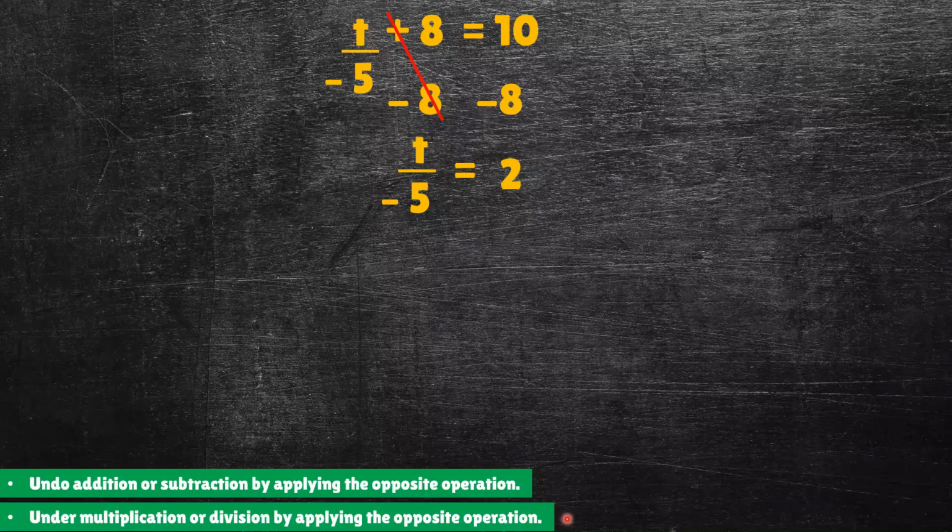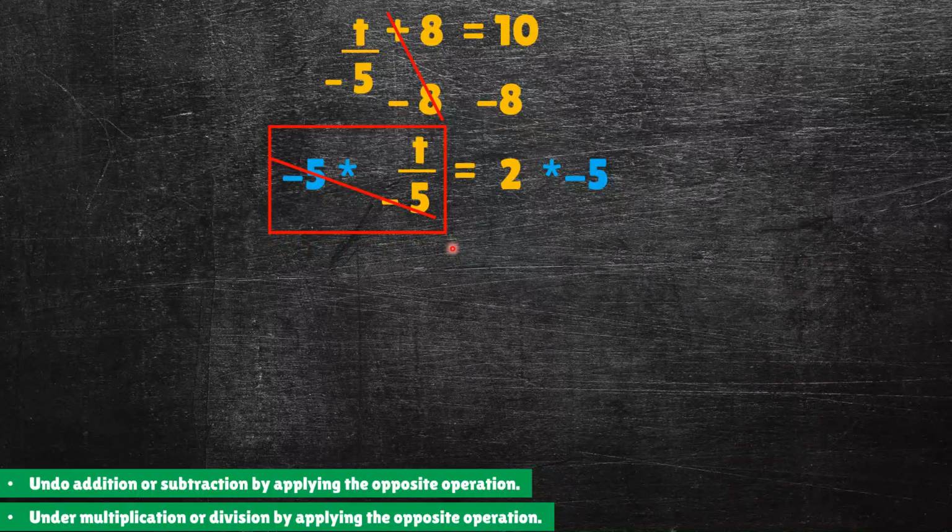Undo multiplication or division by applying the opposite operation. If you remember from the last one, the fraction bar means division, so we're dividing t by negative 5. What's the opposite of dividing by negative 5? Multiplying by negative 5.